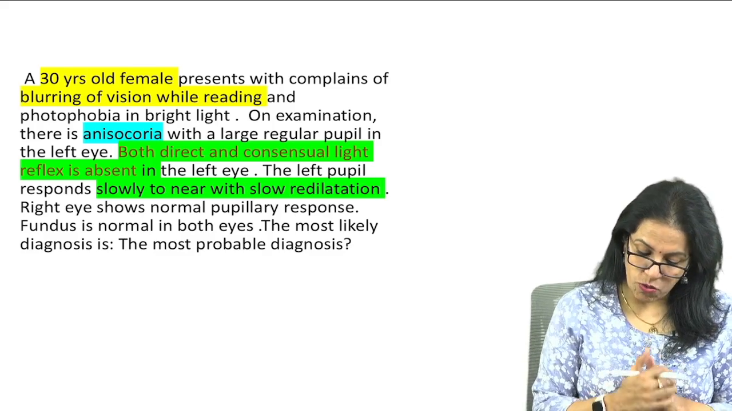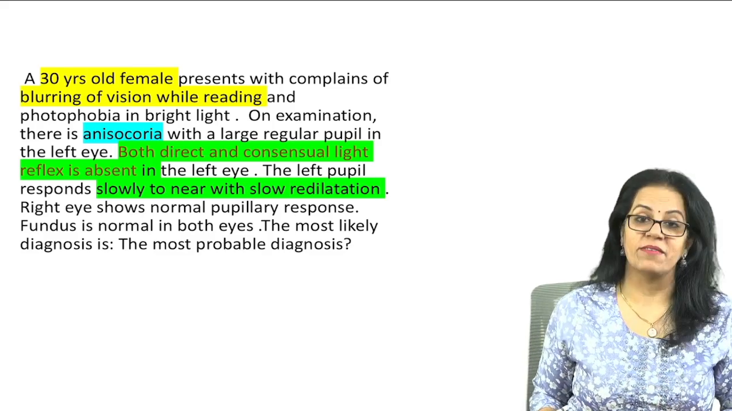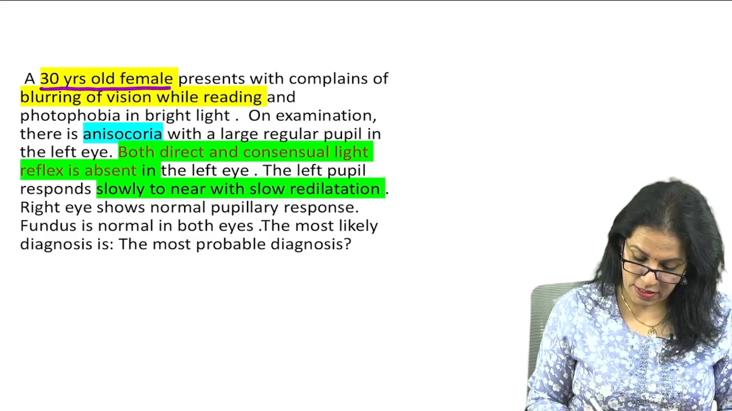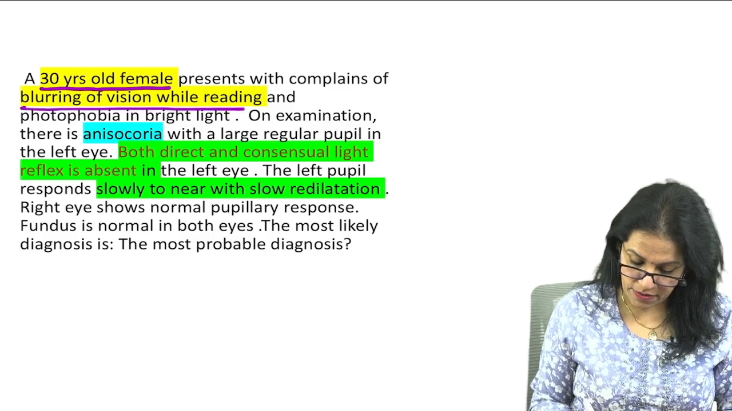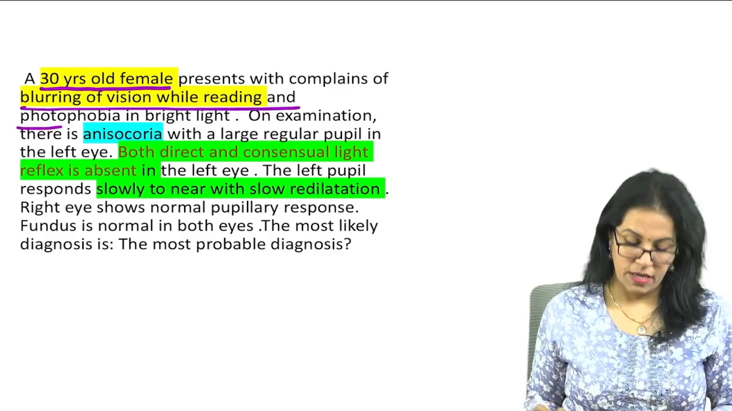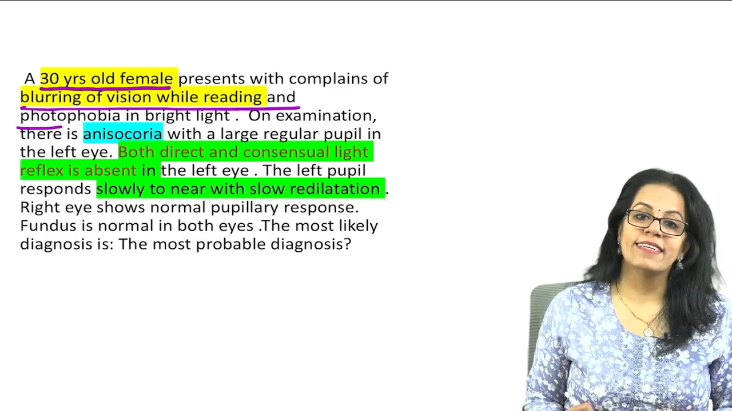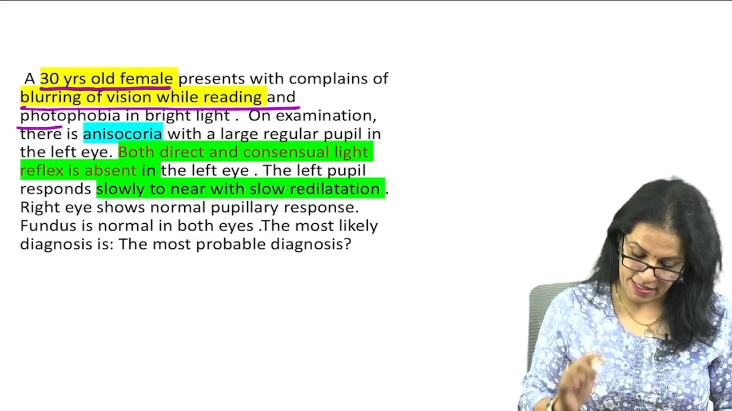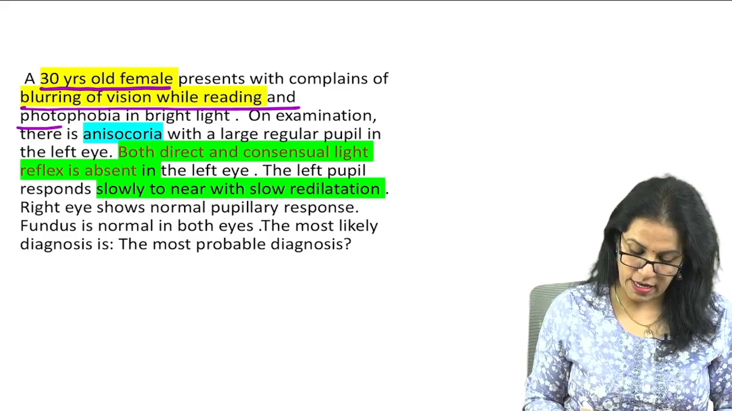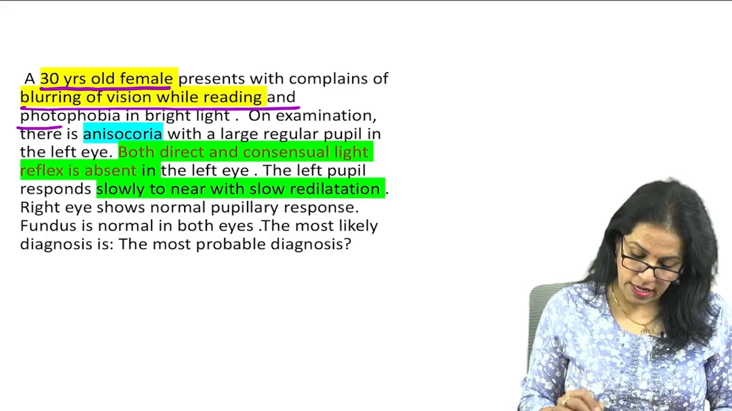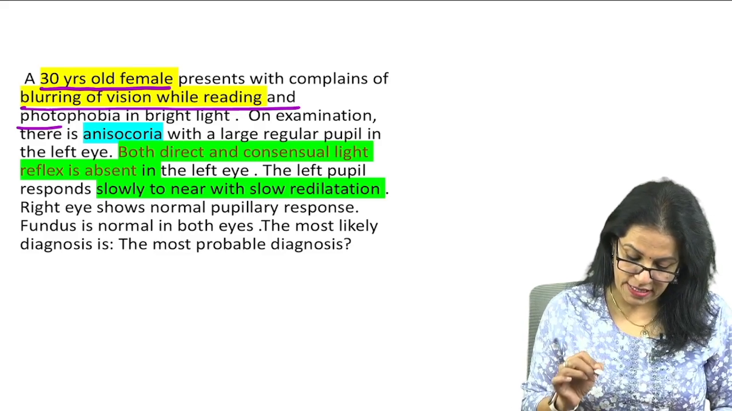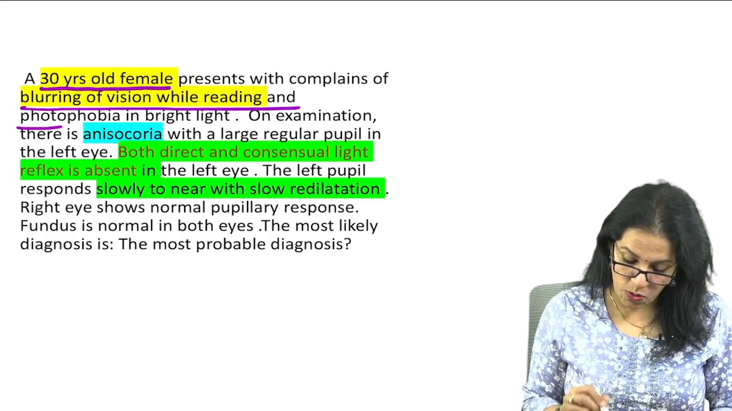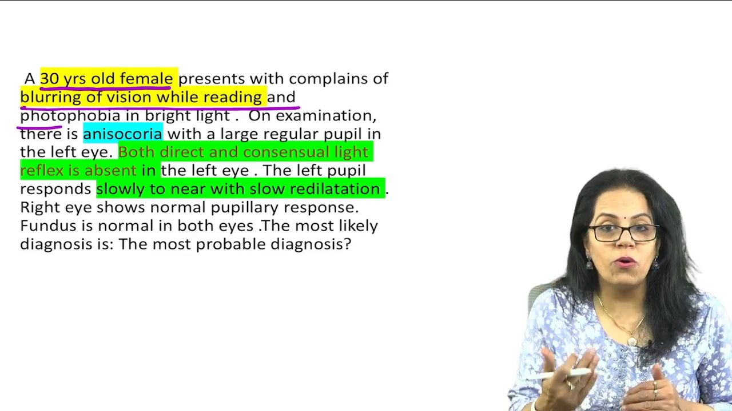A 30 years old female. It is marked because it is important; we are talking about a middle-aged female presenting with complaints of blurring of vision while reading and photophobia in bright light. On examination, there is anisocoria, a difference of pupil size, with a large regular pupil in the left eye. Both direct and consensual light reflex is absent in the left eye. The left pupil responds slowly to near with slow redilatation.